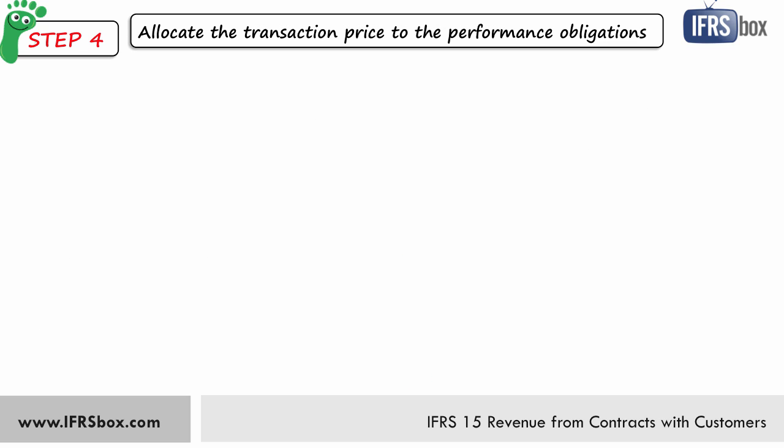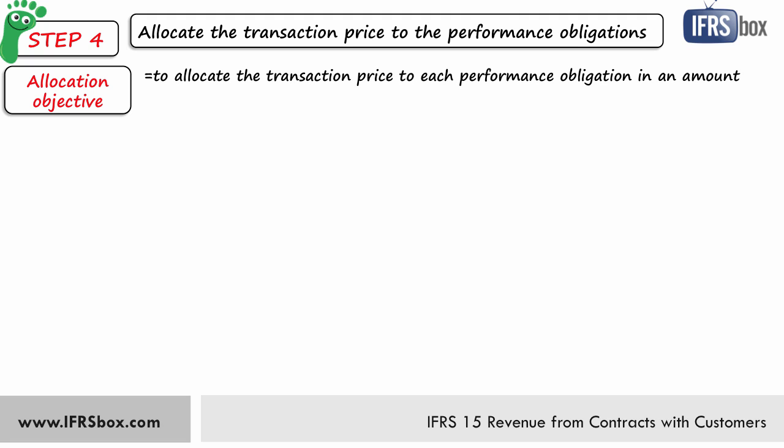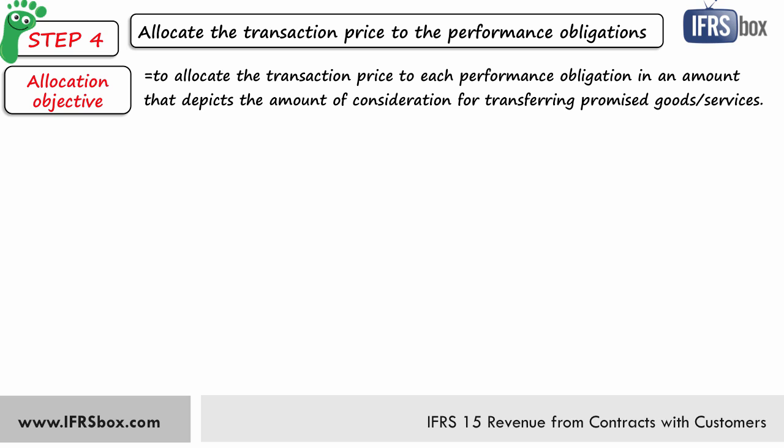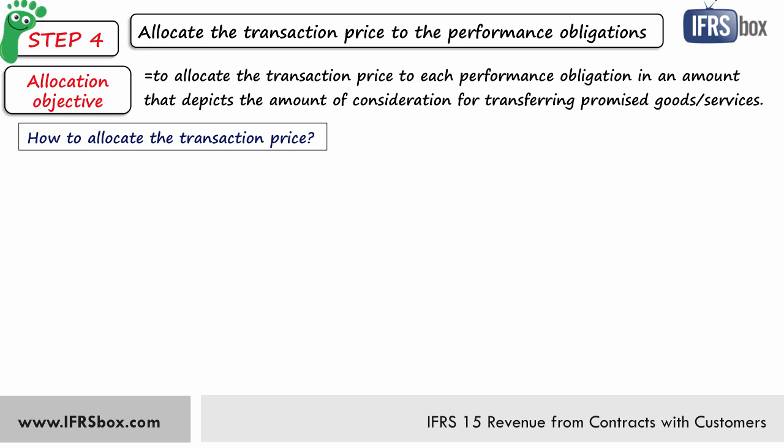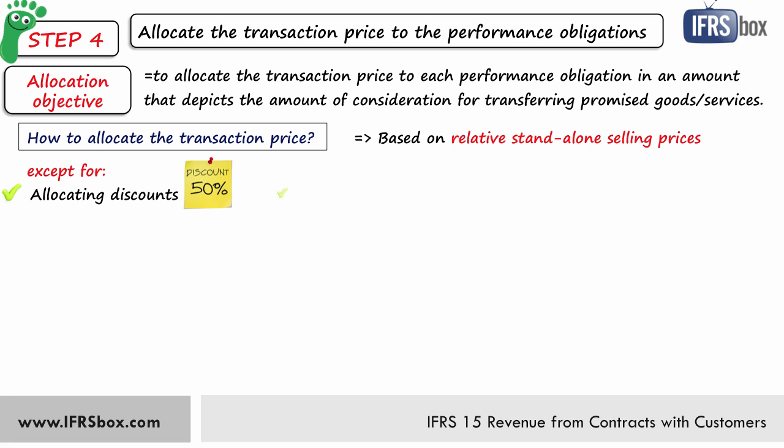Step number 4 is to allocate the transaction price to the individual performance obligations in the contract. The basic allocation objective is to allocate the transaction price to each performance obligation in an amount that depicts the amount of consideration to which the entity expects to be entitled in exchange for transferring promised goods or services to the customer. Well, how to allocate the transaction price so that this objective is achieved? The general rule is to do it in proportion to relative standalone selling prices. IFRS 15 states only 2 exceptions from this general rule: allocating discounts and allocating variable consideration.